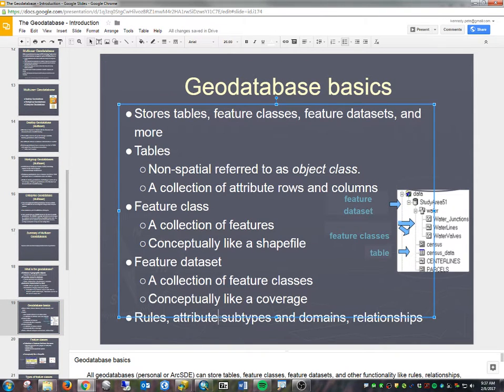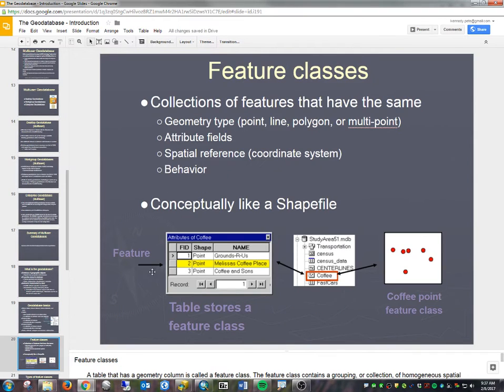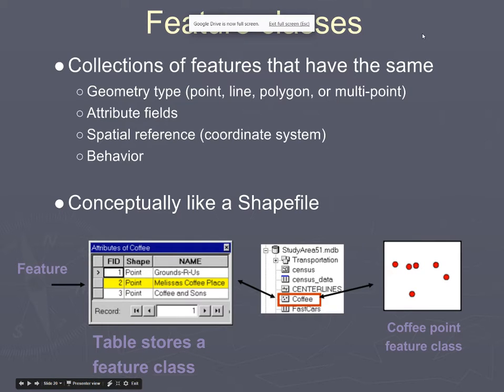So we'll look at some of these in this class. We won't quite get into everything, but we'll look at a lot of these things. So feature classes, and this is somewhat of a review, so we should really be getting the hang of this thing now. Feature classes are collections of features that have the same geometry, attribute fields, spatial reference, and behavior if there is behavior. So conceptually, it's like a shapefile, except they do more. They can have more behaviors built into them and keep up with things like length and area and perimeter.